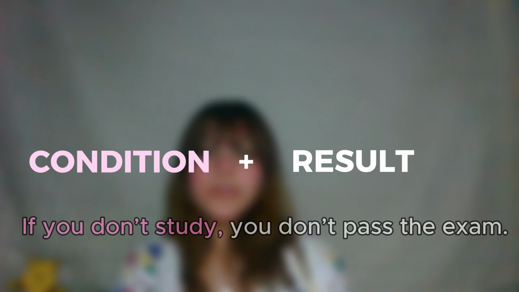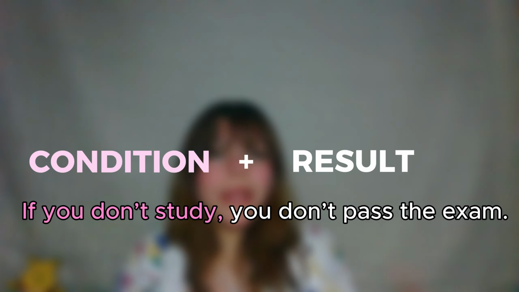For example, if you don't study, you don't pass the exam. This is a certain consequence. Don't expect to pass without studying. So, the structure of the zero conditional is if plus the present simple, comma, and then the present simple.